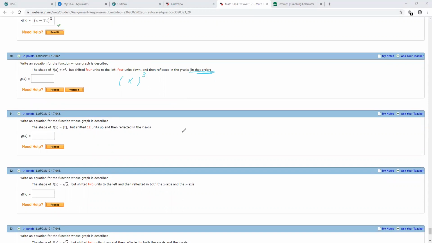So this is like the culminating exercise for this topic. Now, what do they ask us to do in that order, Megan? What's the first transformation? 4 units to the left. Good. So we'll have x plus 4. Where do we write that? Inside the parentheses. Good.